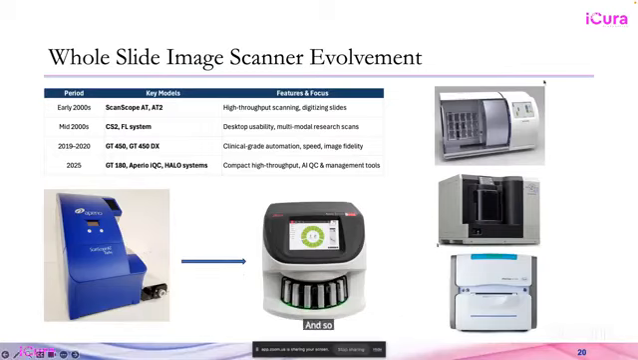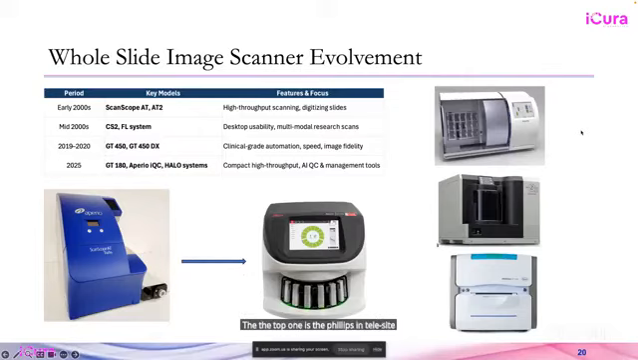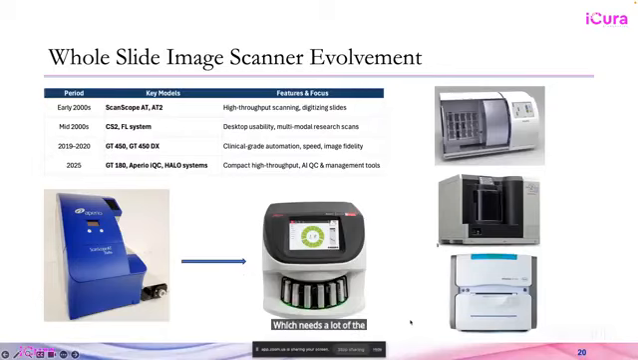And so are some of the other platforms shown on the right side of the slide. The top one is the Philips IntelliSite. That's actually the first FDA-approved digital whole slide scanner, I believe in 2017, something like that. Following that, you have the NanoZoomer S360DX, and then you have the Ventana DP200 from Roche. These are FDA-approved whole slide imagers to scan clinical diagnostic slides. And they are also heavily used by pharma for drug development, which needs a lot of digital imaging tests.